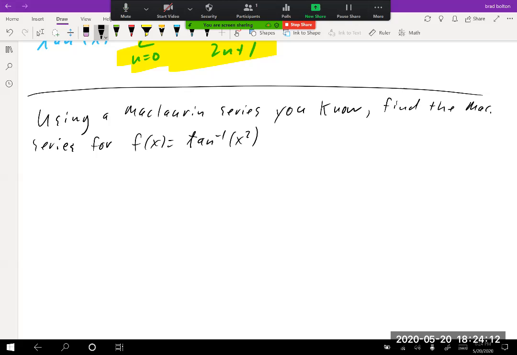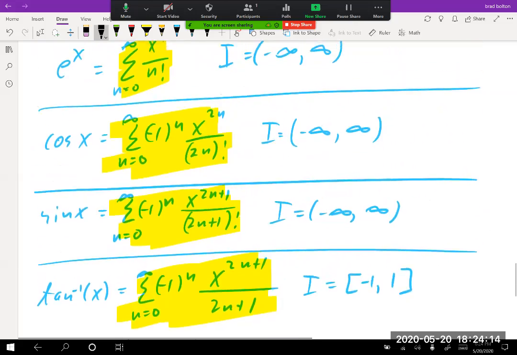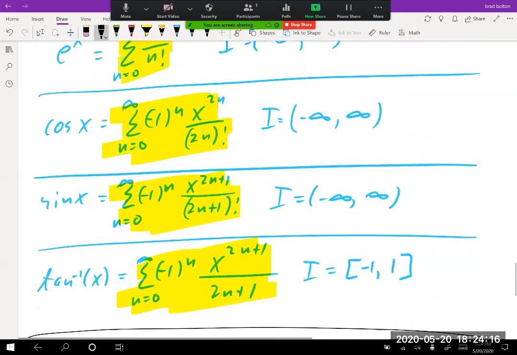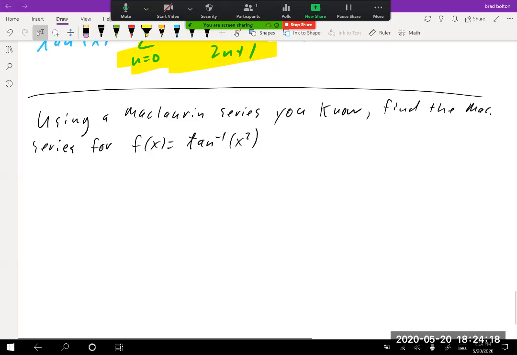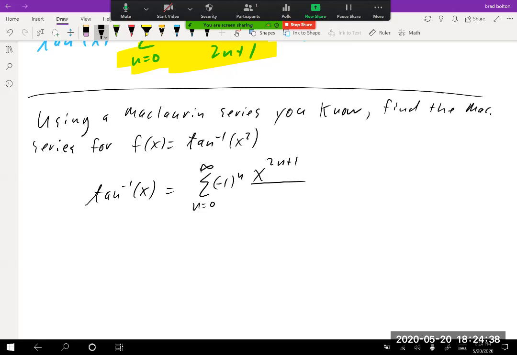Okay, and these are the primary ones up here, guys, that I'm going to ask you. Yes, there's more, obviously, but these are the ones we're going to work with in this class. So we can use some information that we know. We already know that tan inverse of x, when you're working with Maclaurin series, is equivalent to the sum from n equals 0 to infinity of negative 1 to the n, x to the 2n plus 1 divided by 2n plus 1. We know that fact already.